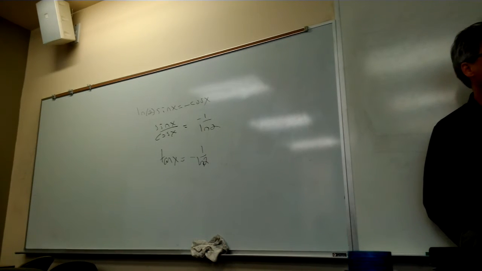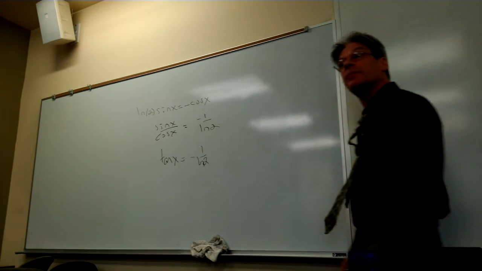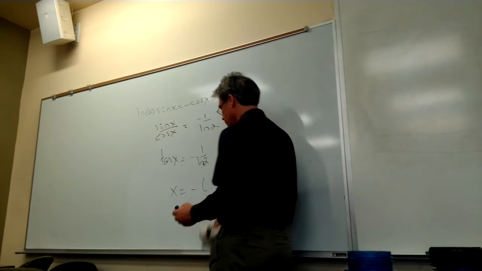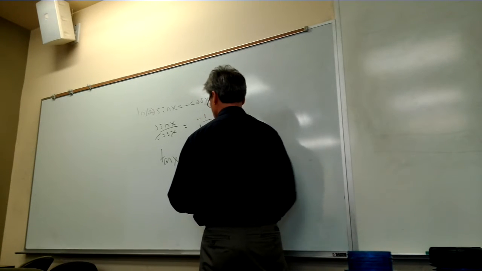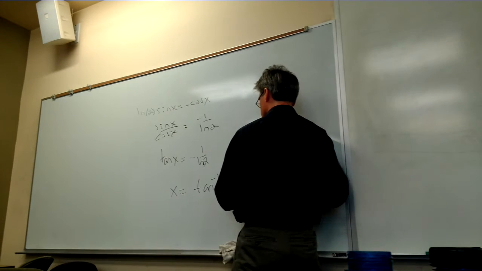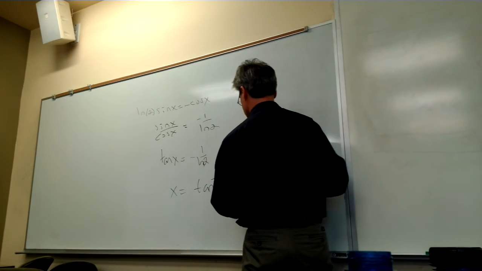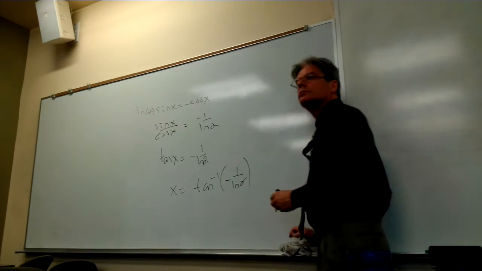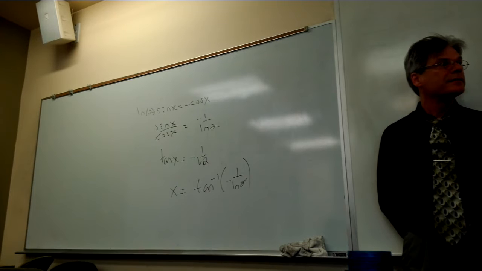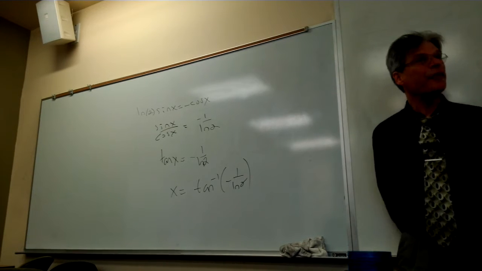Take the inverse tangent of both sides, and I see x is nothing more than the inverse tangent. Whoops, I misspoke. The inverse tangent of -1 over natural log 2. Are you guys there? Okay, that makes more sense.